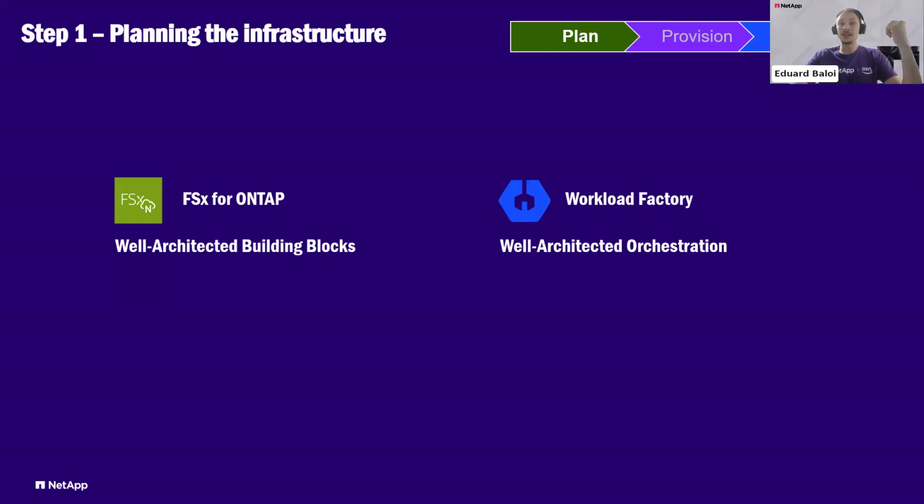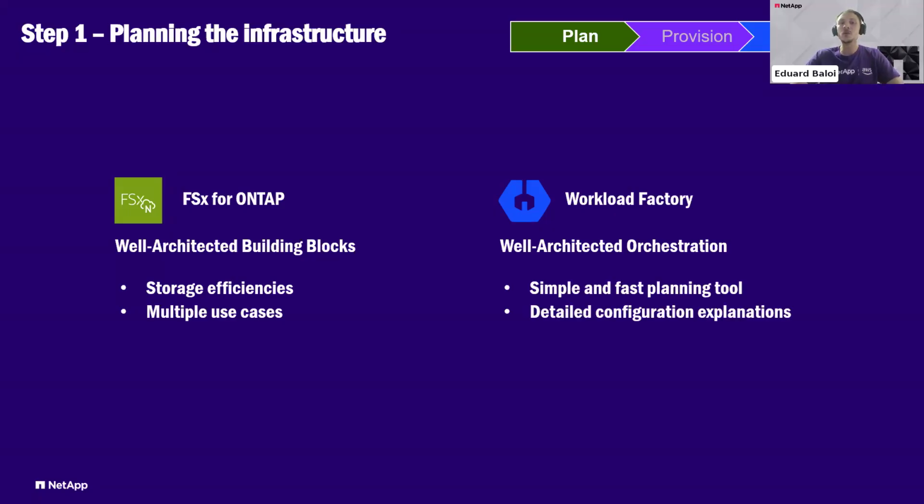So moving on to the last part of the planning phase, we have FSx for ONTAP as our champion for the well-architected building blocks and Workload Factory as the champion in the well-architected orchestration. FSx for NetApp ONTAP leverages storage efficiencies, and it is able to be configured for multiple use cases in our well-architected building block phase. And Workload Factory is going to deliver a simple, powerful, and fast planning tool, as we've seen, comparing TCOs, getting a breakdown of where we get our value, and having detailed configuration explanations for all of them.